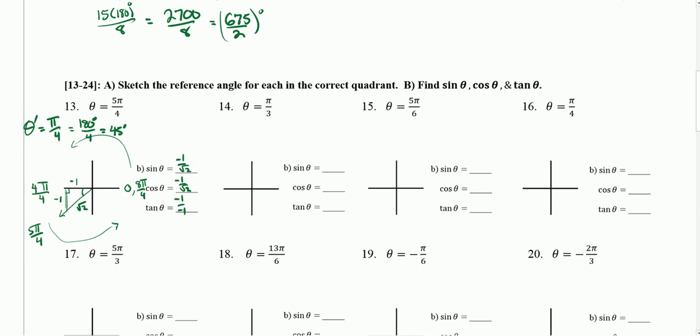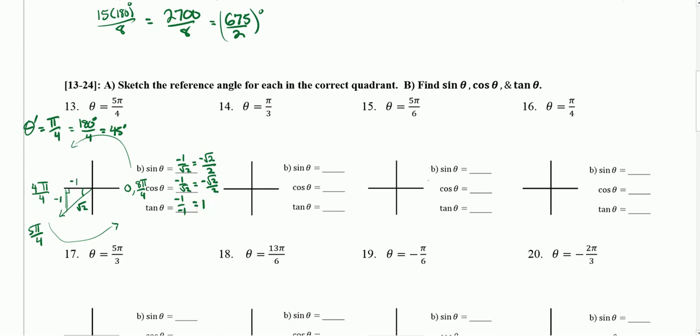Each of these can be simplified. On the first one, we don't want root 2 in the denominator, so we multiply top and bottom by root 2 and get negative root 2 over 2. Same thing happens for the cosine. And the tangent simplifies to just 1.